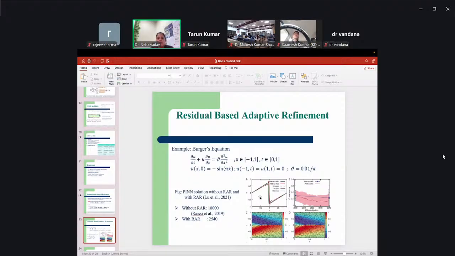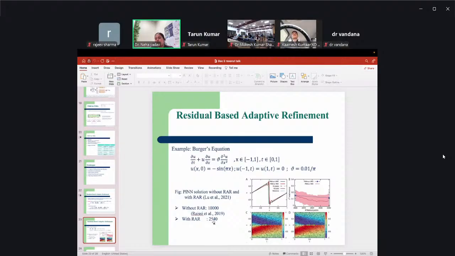And from the results we can see that we can achieve a similar level of accuracy with 2,540 points when we are using the residual based adaptive refinement. Of course, when the collocation points are fewer, our computational CPU time and complexity also reduce. But if we are using the standard PINNs, it requires 10,000 collocation points to achieve the same level of accuracy.